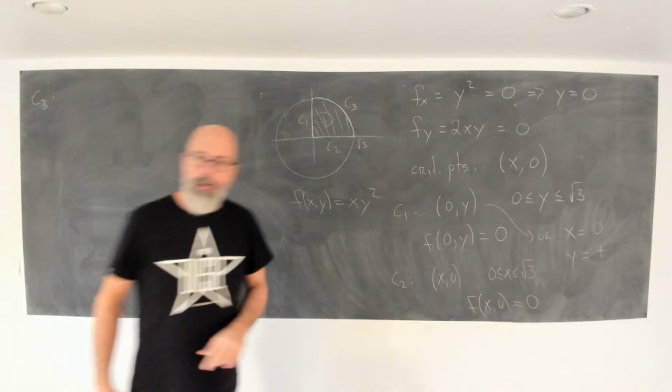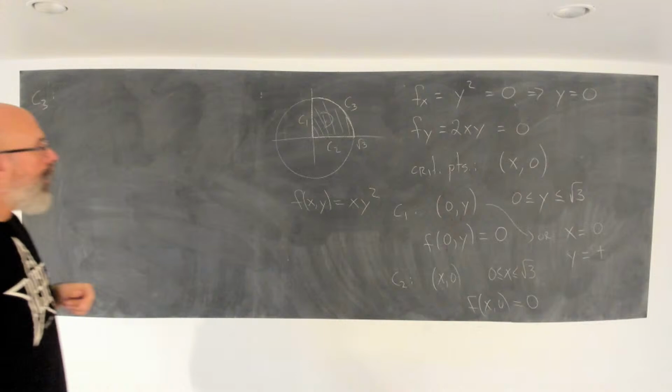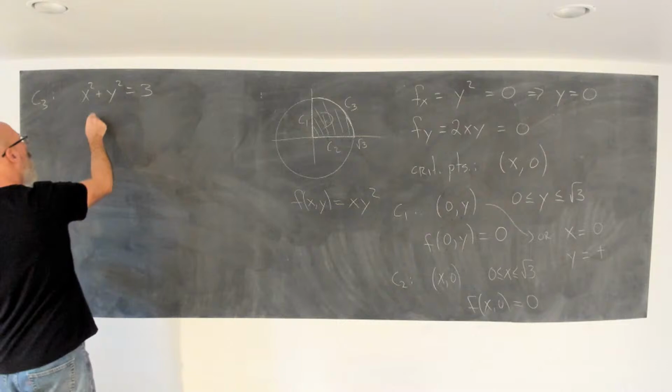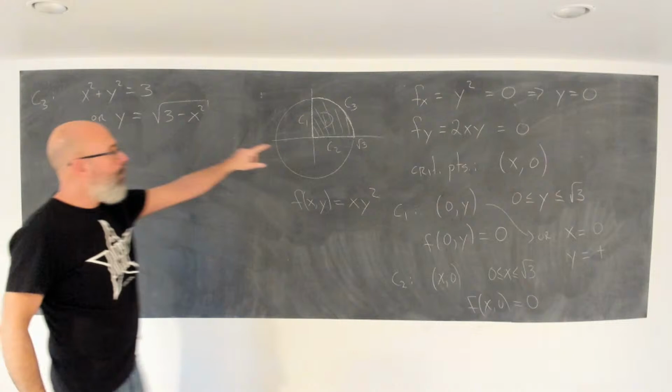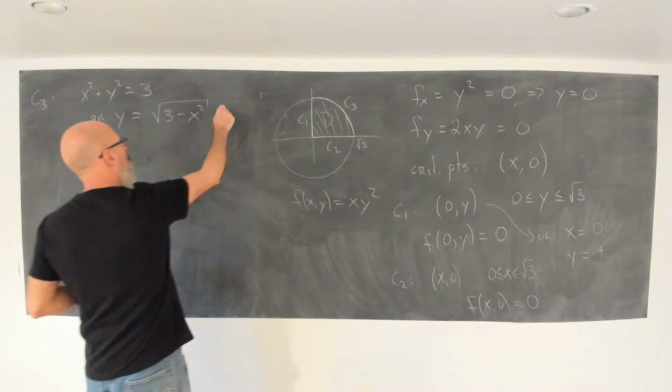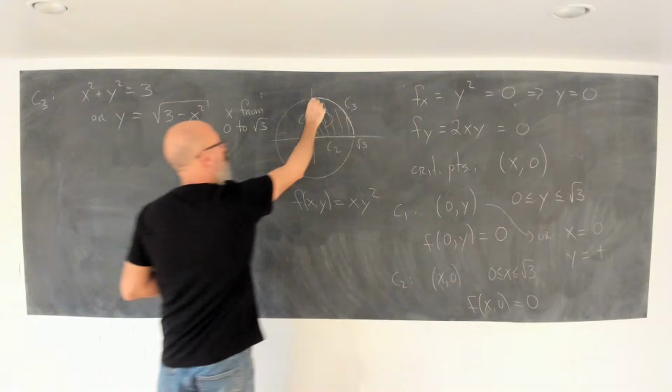And now on C3, well, what is C3? C3 is the part of the circle x squared plus y squared is equal to 3, or y is the square root of 3 minus x squared. The positive square root, right, because you're only on a quarter of the circle, where x varies from 0 to root 3. So only this quarter circle right here.